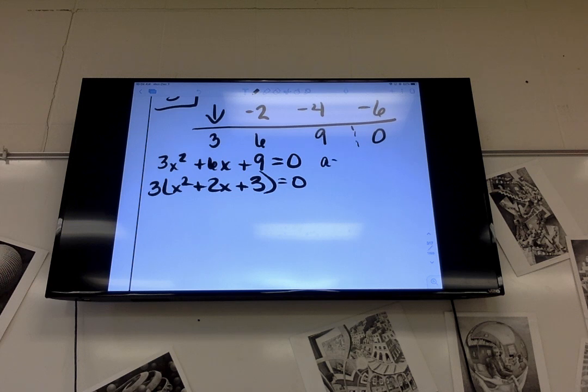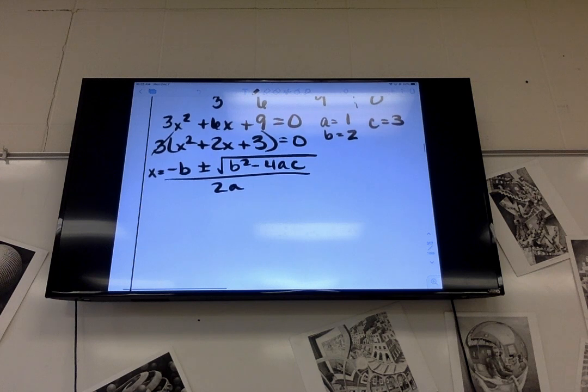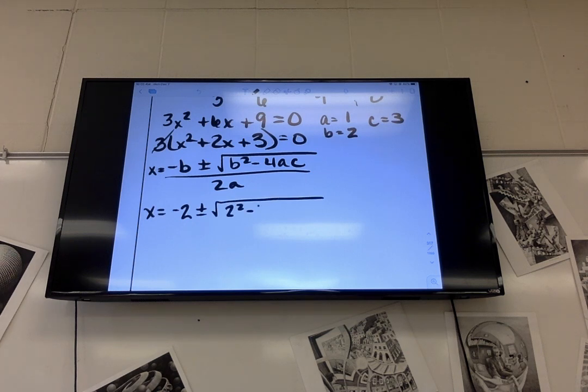So I'm going to have to find A, which is 1, B, which is 2, C, which is 3, and plug it into x equals -b plus or minus the square root b squared minus 4ac all over 2a. The 3 that's out in front doesn't matter, because when I set it equal to 0, that's not going to work. So it's -2 plus or minus 2 squared minus 4 times 1 times 3 all over 2 times 1.